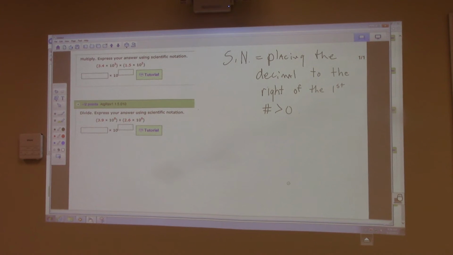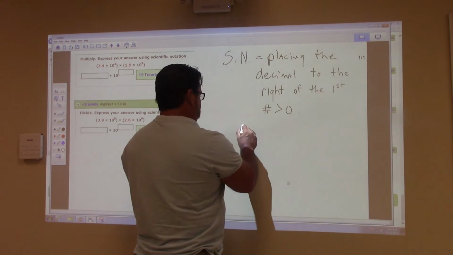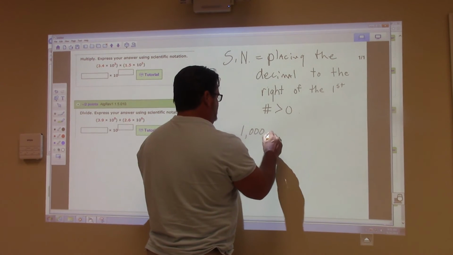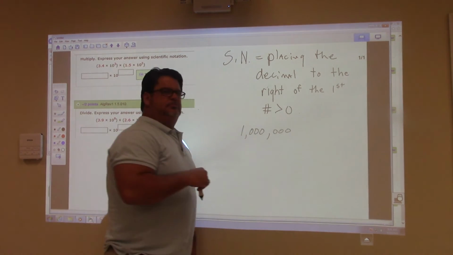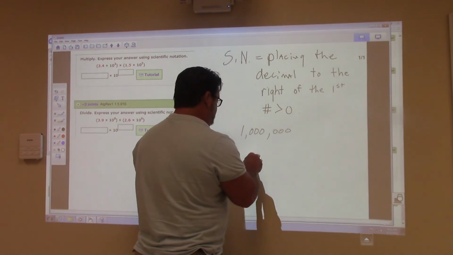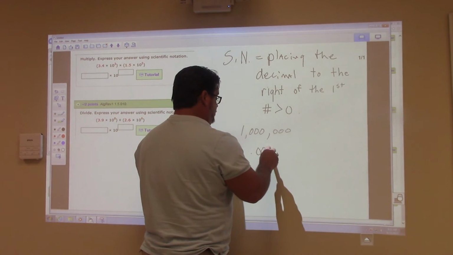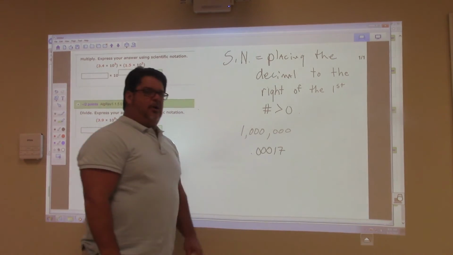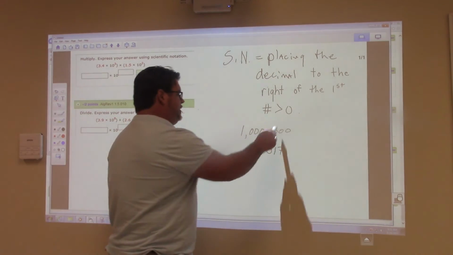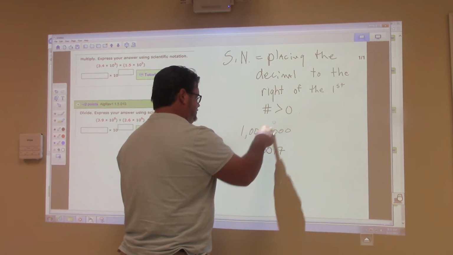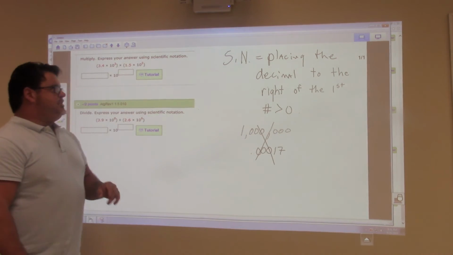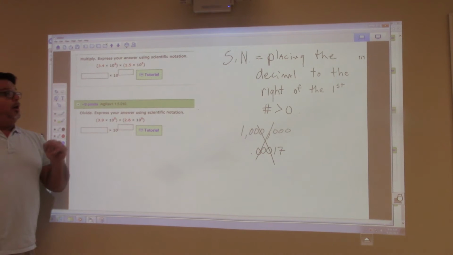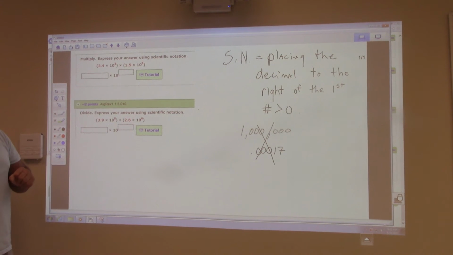Now, students do not have a problem changing this number into scientific notation. People do not have trouble putting this number in scientific notation. All right? That's not what students have trouble with. Okay? Students have trouble with these because of a little rule that gets overlooked a little bit.